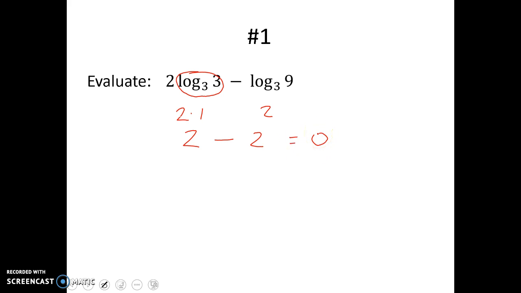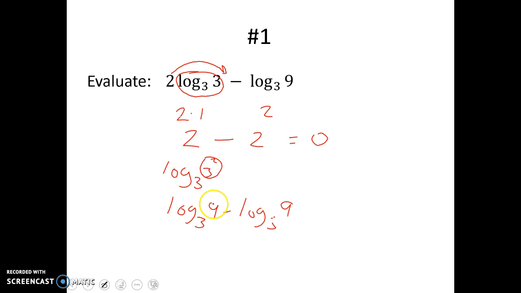Another way that we could have done this is to move this 2 out in front and write it as the log base 3 of 3 squared. Well, 3 squared is 9. So that's the log base 3 of 9 minus the log base 3 of 9. They're the same thing, so you can tell by subtracting them that you're going to get 0.